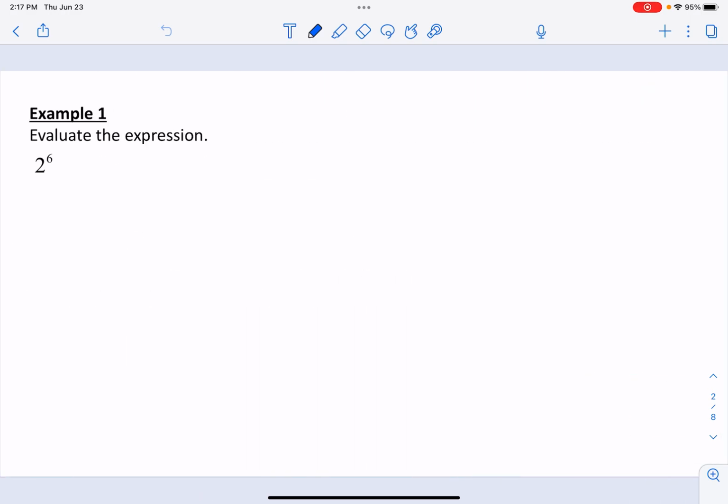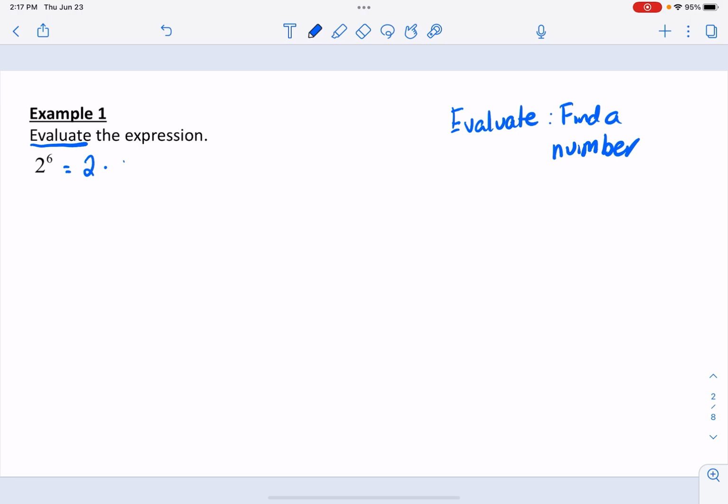Okay, so evaluate this expression. What you need to understand is what 2 to the 6 means. Well, evaluate means find me a number. Okay, so evaluate. Find a number. 2 to the 6th means 2 multiplied 6 times. What is that? 4, 5, 6.